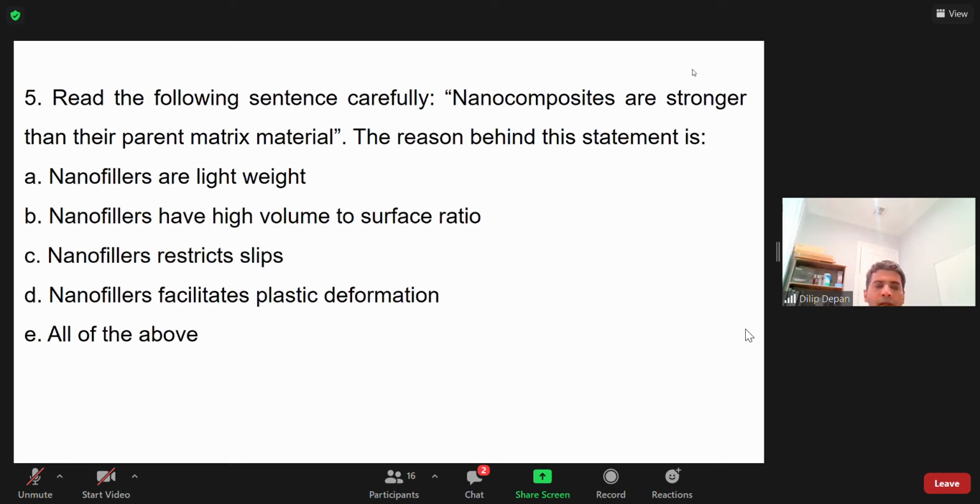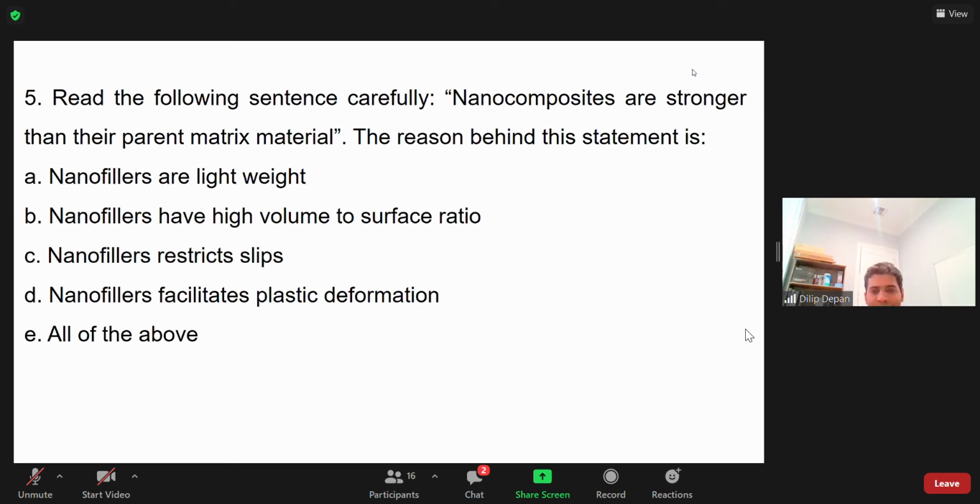And we learned in one of the previous chapters that if there is anything that can restrict the dislocation motion, that can restrict the slip, that will make the material stronger, right? So how do the nanofillers restrict the slip? How do they stop or restrict the plastic deformation? See, the nanofillers, as the name indicates, are very small. They're less than 100 nanometers. They're not as small as atoms, but they are quite similar to these small atoms.